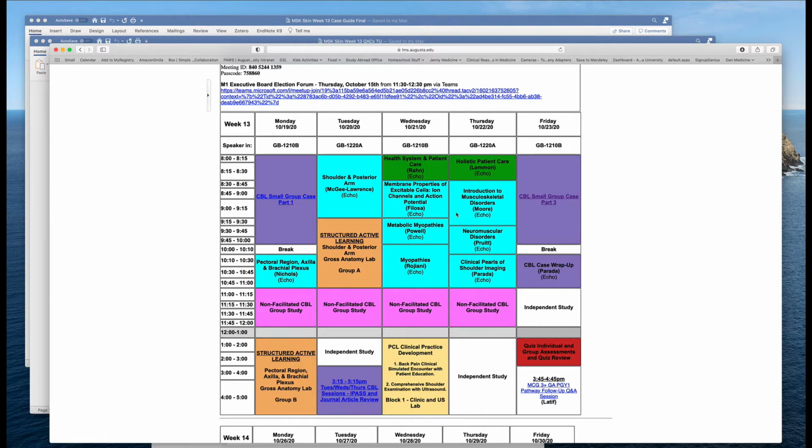And then they get quite a bit on myopathies. They're going to get an introduction to musculoskeletal disorders from Dr. Moore. So a lot of the things that they should have on their differential diagnosis for this case should be touched on during this week. They are then going to get a lecture also on some shoulder imaging. So that's going to touch on X-ray and MRI.